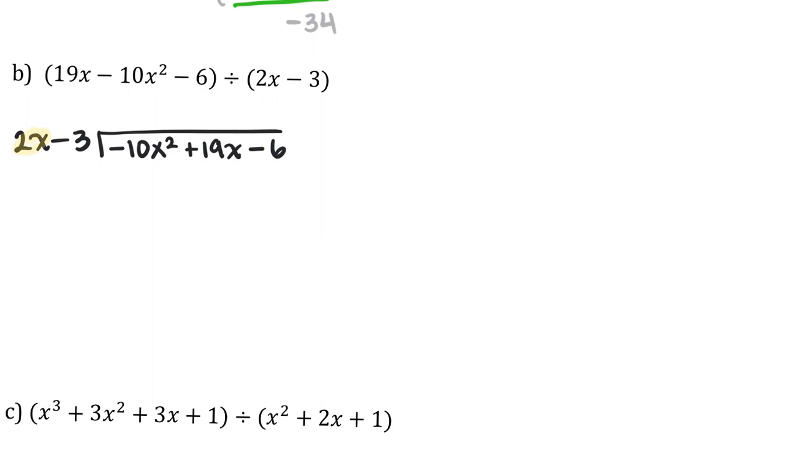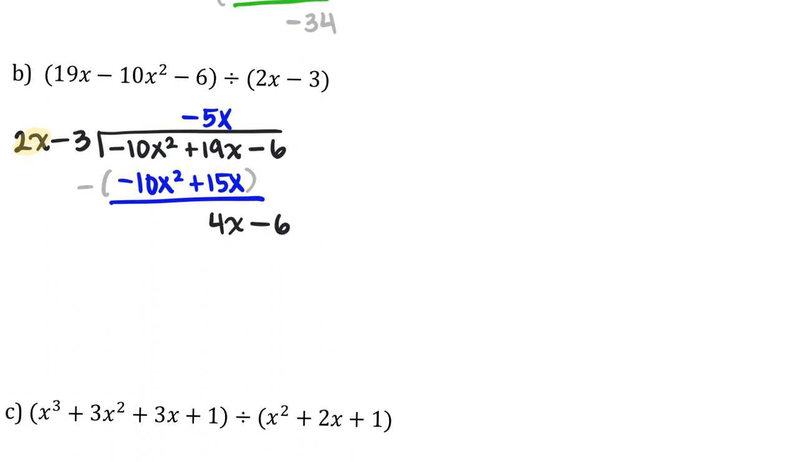And just as a reminder, I'm looking at the 2x. 2x to get negative 10x, 2x times negative 5x. Negative 5x times negative 2 is negative 10x squared. Negative 5 times negative 3, positive 15x. Go ahead and subtract. Cancels. 19 minus 15 is 4x.